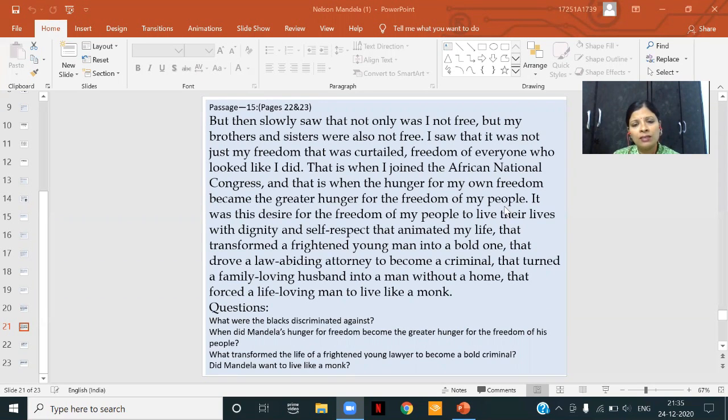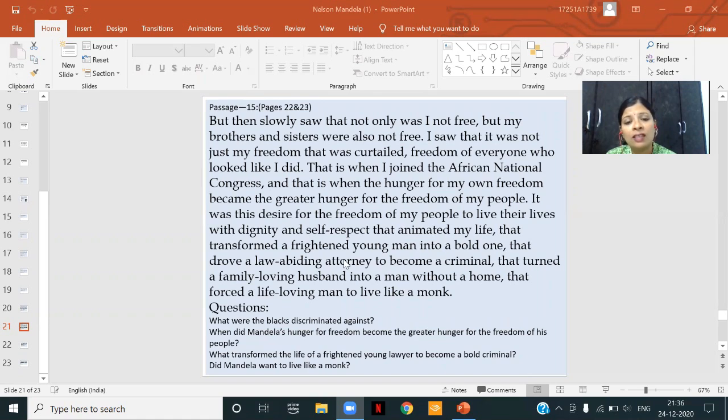So Nelson Mandela says it was a fire inside him that led to this hunger for freedom. It was this desire for freedom of my people to live their lives with dignity and self respect that animated my life. So Nelson Mandela says that when he craved for dignity, when he craved for self respect, that actually created a force which motivated him to fight for their freedom, that transformed a frightened young man into a bold one.